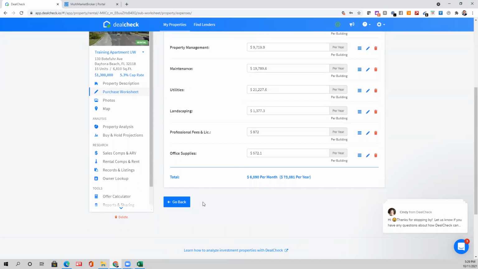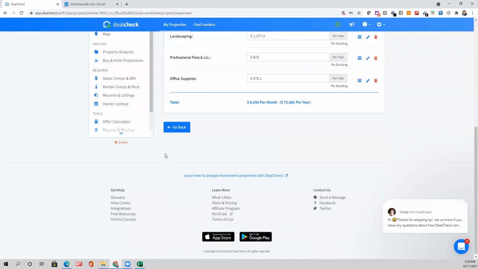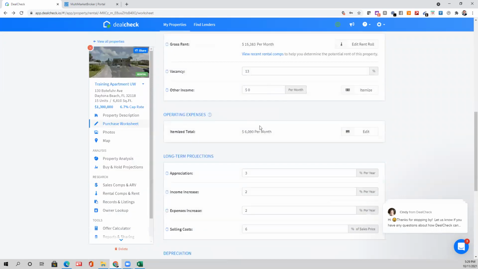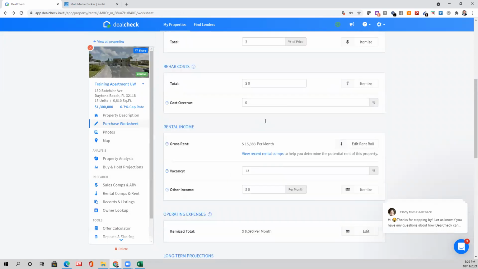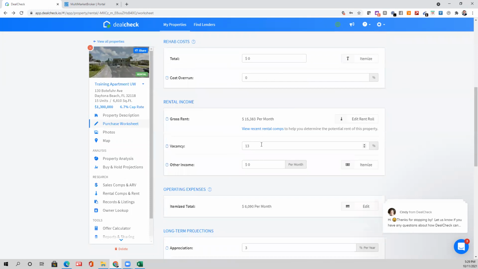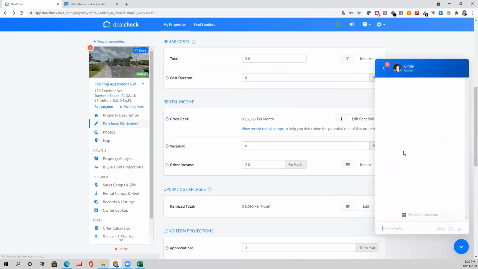Let's see, did we save this? Let's go back here. That was assuming the gross rent, right? The vacancy, he's got 100%. So that changes it big time too, right?